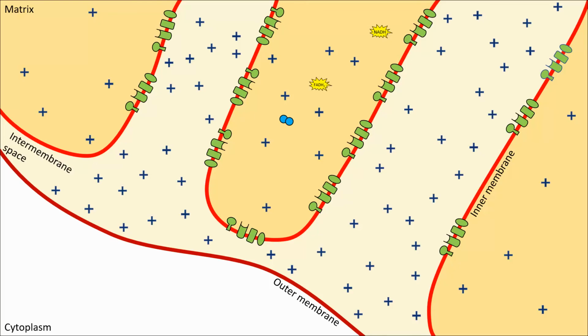So let's look at this process happening in the cell. First, I've added a couple of structures into our diagram. We have the electron transport chain here, and we've got ATP synthase here.